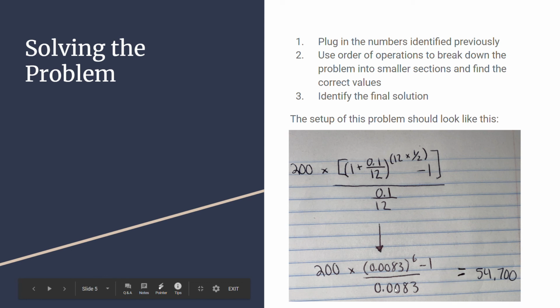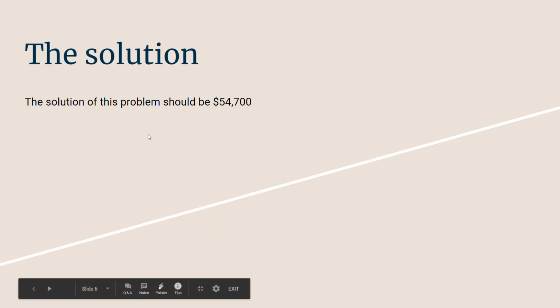And then you would be able to work in a smaller size there and not have so much going on. So the solution of the problem should be $54,700.